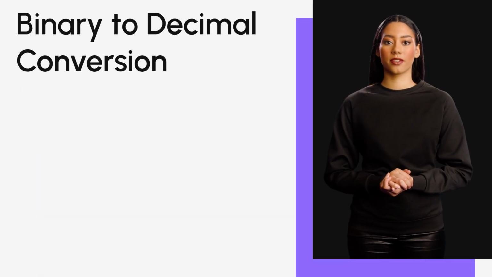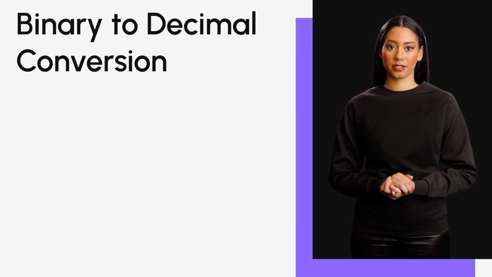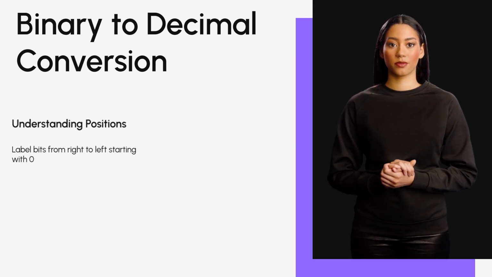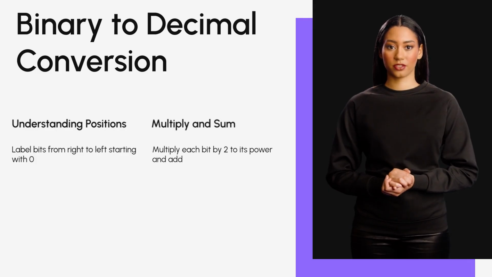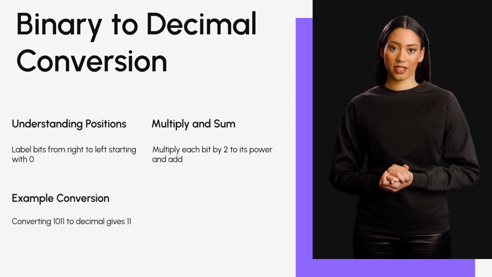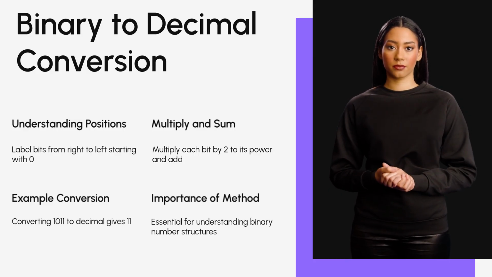To convert binary to decimal, multiply each bit by 2 raised to the power of its position and then sum the results. Label each bit with its position from right to left starting with 0. Multiply each bit by 2 raised to its position and add all values. For example, converting 1011 to decimal results in 11. This method is crucial in understanding binary number structures.